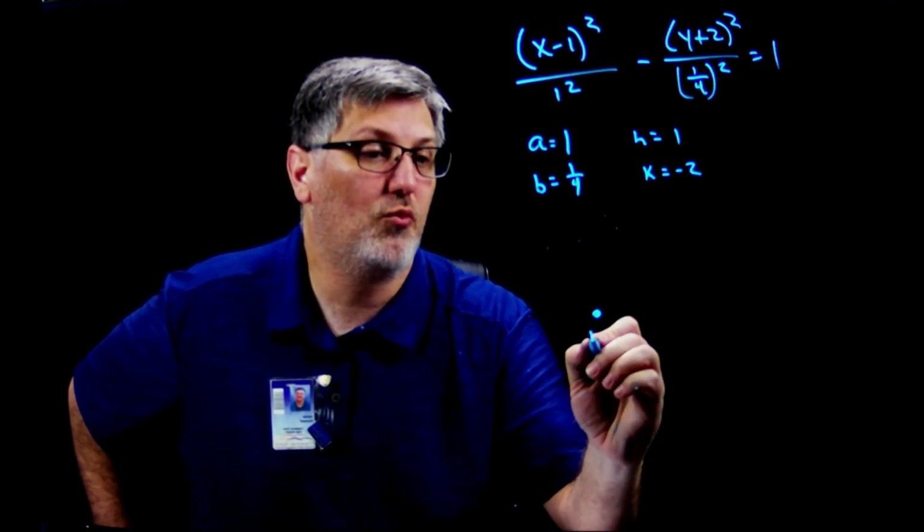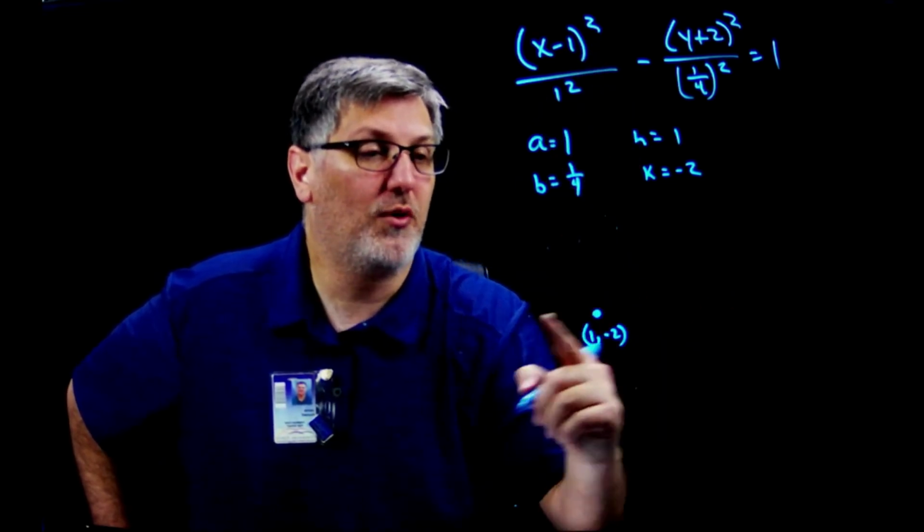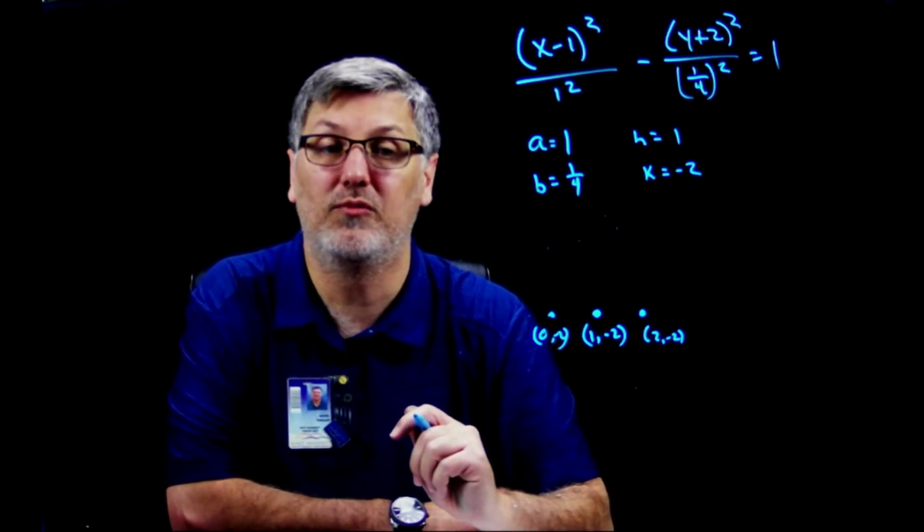My center right here is going to be h comma k, so that's 1 comma -2. I know the distance from here to my vertex is a. So I'm going this direction because my x is squared. I'm going horizontally, so I'm going to go right. That means I'm going to add 1. This is going to become 2, -2. And I'm going to subtract 1. This becomes 0, -2. So there are my vertices, and they're labeled.